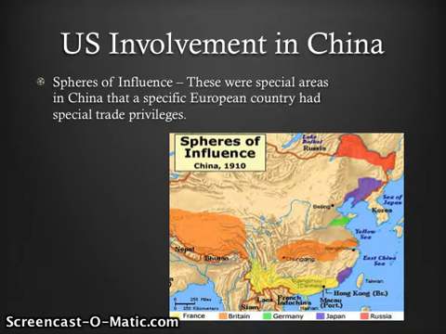So let's start with China, the U.S. involvement in China. At first, the other European countries had taken China as their own, and they all had different spheres of influence, as you can see by the map, where each country controlled a little part of China.